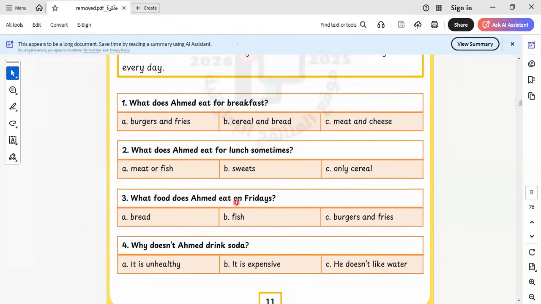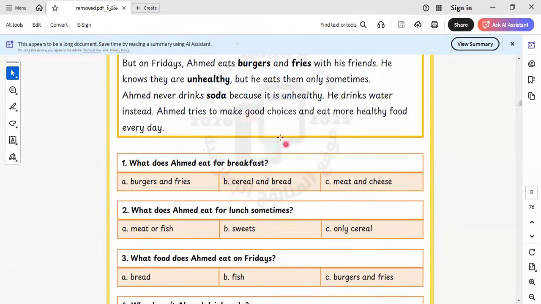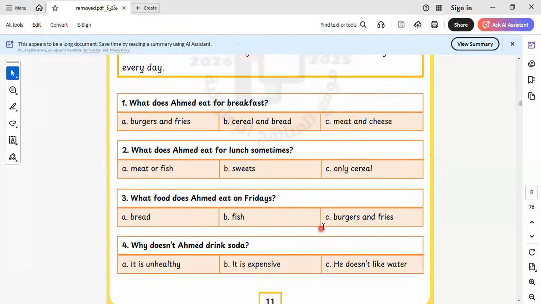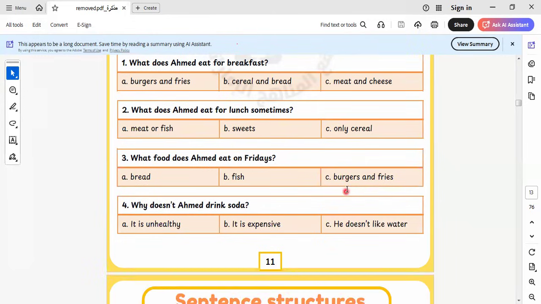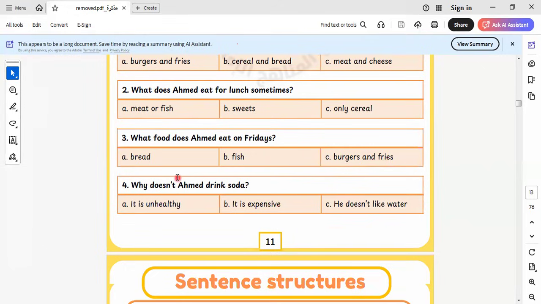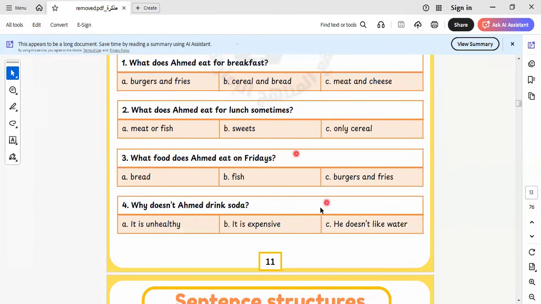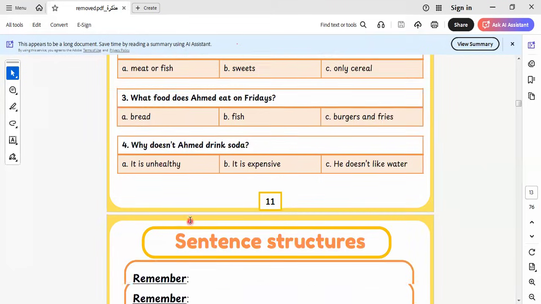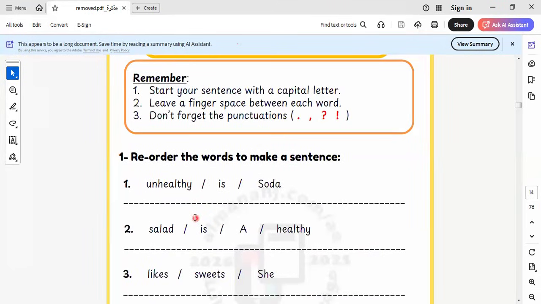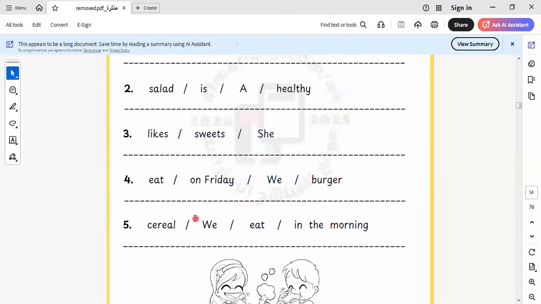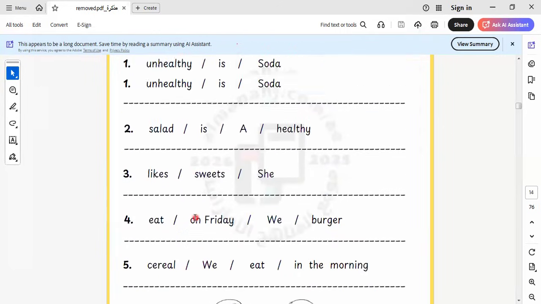What food does Ahmad eat on Fridays? As we know here, burgers and fries, the things that we can't eat as usual. This is the food that we eat only on Fridays. Why doesn't Ahmad drink soda? Because it's unhealthy, not expensive. Expensive is also a reason, but in another way, it's unhealthy.